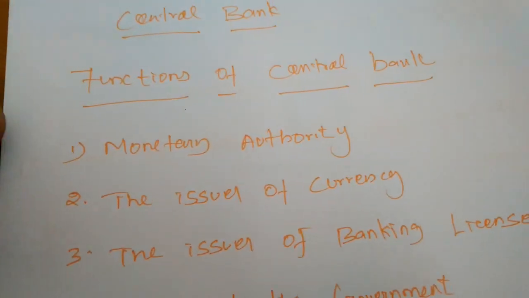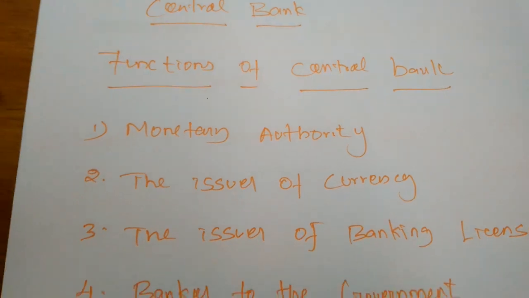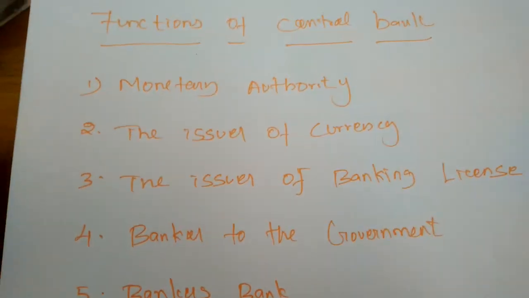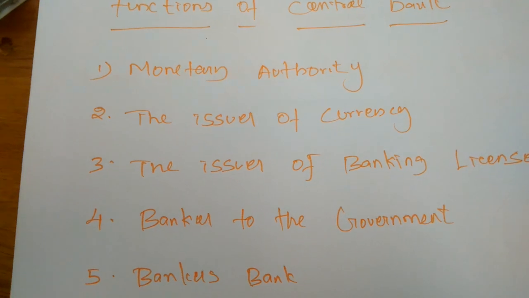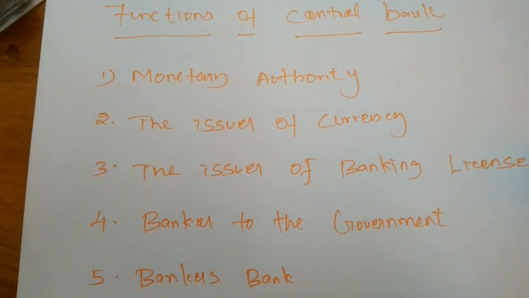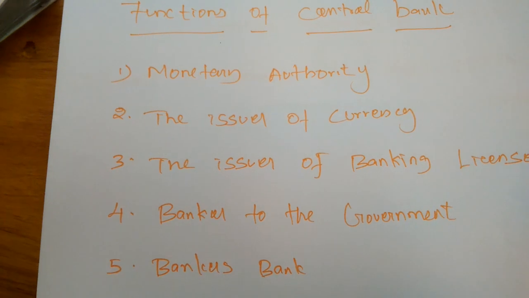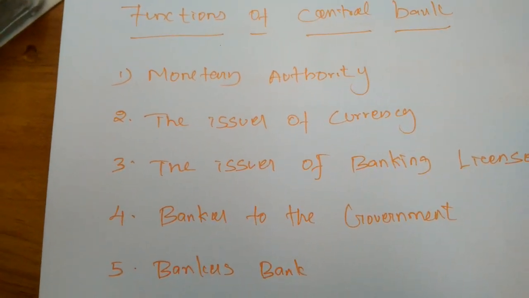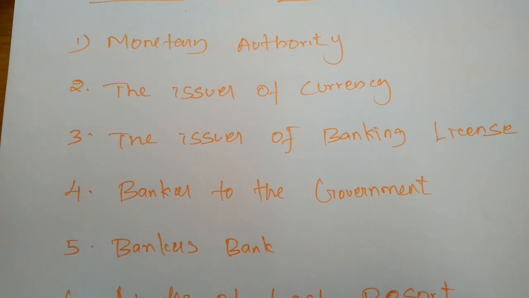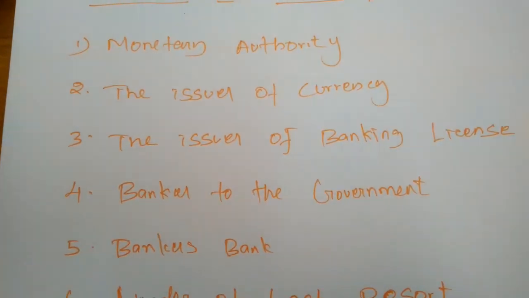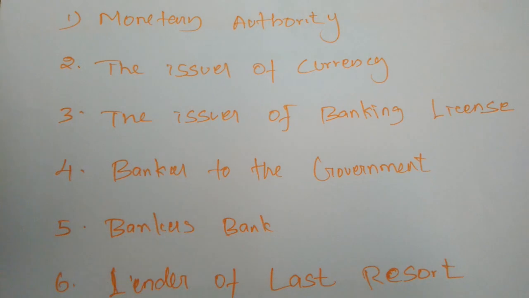Okay, we will see some of the functions of the central bank. What are the functions held by the central bank? The first one is monetary authority. The central bank controls the supply of money in the economy. Why must it control the money supply? To stabilize the exchange rate, maintain a healthy balance of payment, attain financial stability, control inflation, and strengthen the banking system. So the Reserve Bank of India must control the money supply.